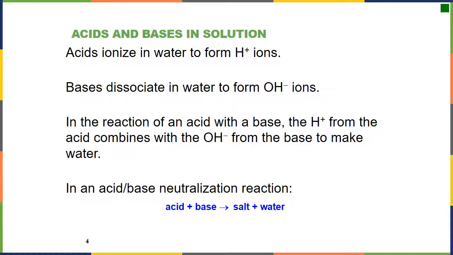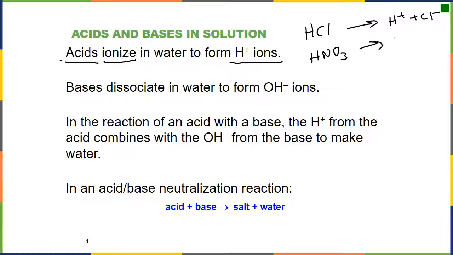Now, these are quite different. Acids ionize in water. They don't dissociate to form H plus ions. So if we had HCl or HNO3, and these are both strong acids, by the way, where strong means strong electrolyte, we put them in water, and they're going to break into their pieces. But because they're not actually ionic, we say they're going to ionize rather than dissociate.